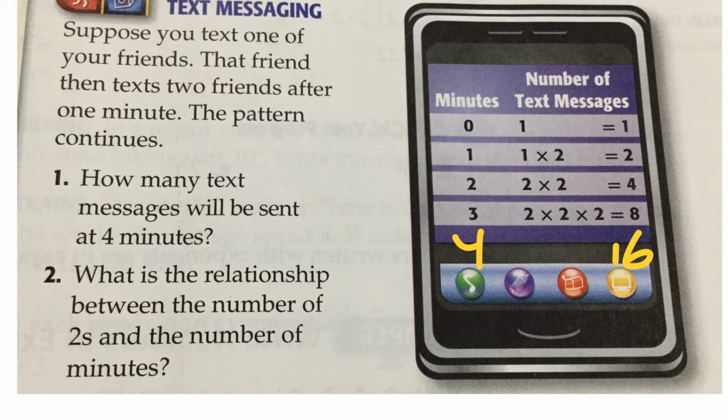So what is the relationship between the number of 2's and the number of minutes? At 1 minute, how many 2's were multiplied? 1. At 2 minutes? 2. At 3, at 4. You follow? So after 10 minutes, I would be multiplying 2 10 times. Well, there's another way we can write that. Instead of writing out 2 times 2 times 2 all the way out to the 10th minute, we can write it as a power. And that's what we're going to look at next.